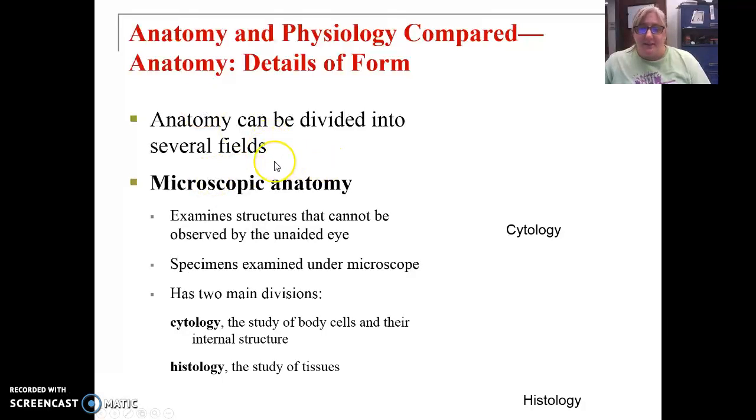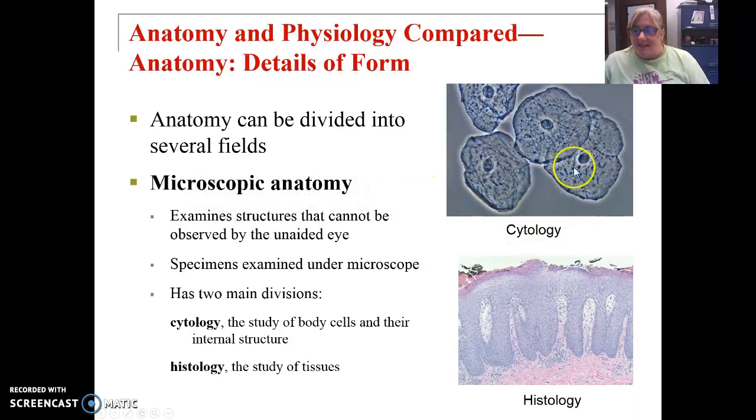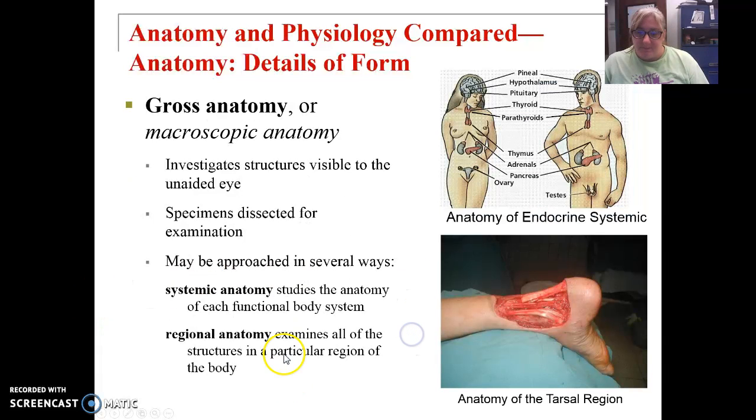There are a lot of fields in anatomy and physiology. In anatomy, we have microscopic anatomy, where we're studying cells or tissues. These are microscopic, which is why you're using a microscope to see them. You can study macroscopic anatomy. So up here, macroscopic anatomy, we're doing system anatomy, which is how we teach system anatomy of the endocrine system.